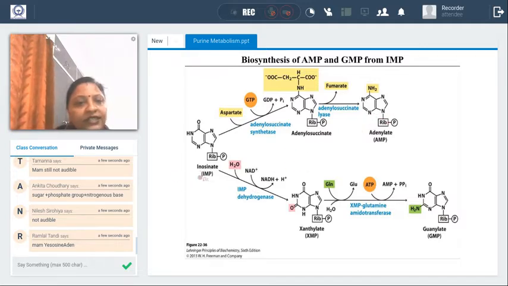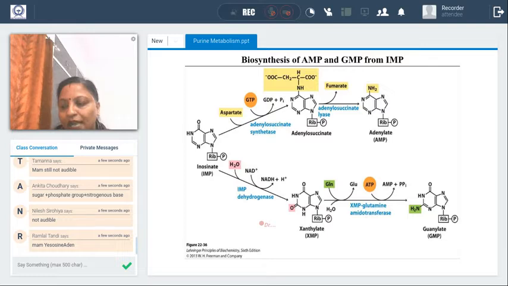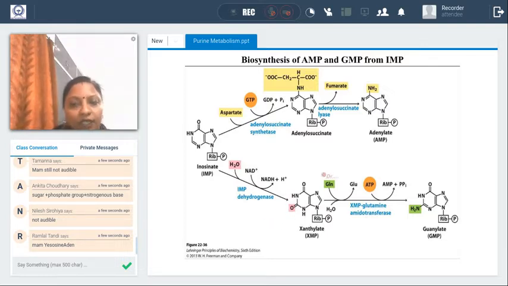Then we will discuss the formation of GMP from IMP. What is GMP? I would like to make clear that there are two bases related to purine nucleotides: first is adenine and second is guanine. Guanine is a nitrogen base and its nucleoside is guanosine. And GMP, that is guanylate or guanosine 5-monophosphate, is the nucleotide of guanine.